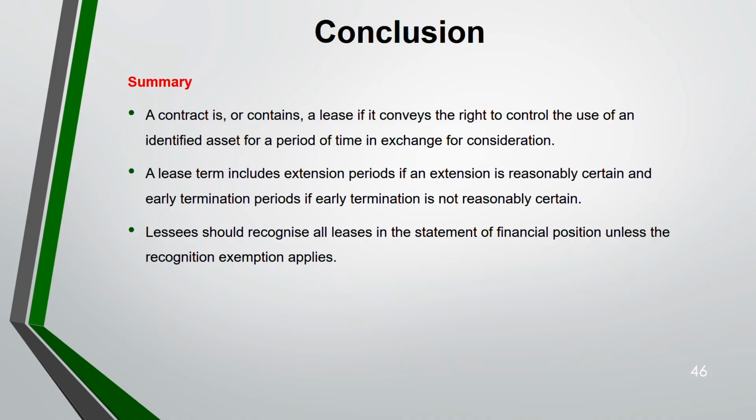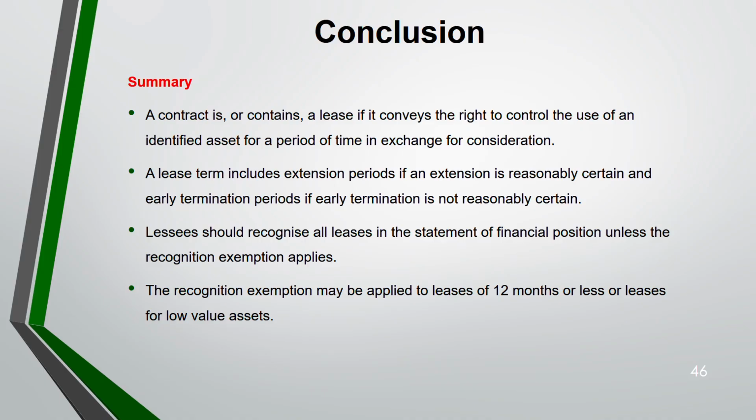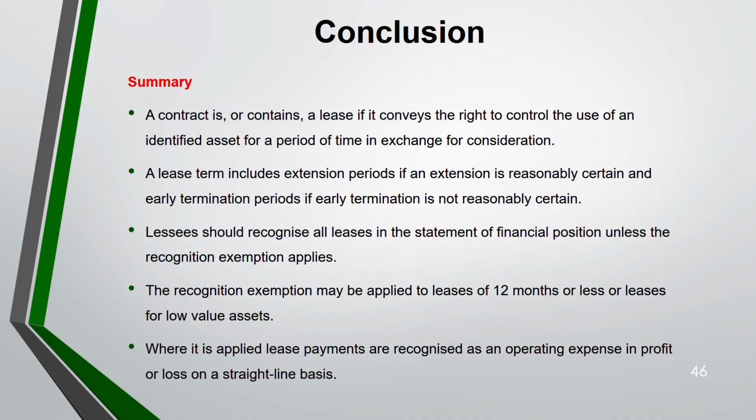Lessees should recognize all the leases in the statement of financial position unless a recognition exemption applies. That means you will recognize the lease payments as expense. The recognition exemption applies to leases of 12 months or less or leases for low value assets. You have to make the election, by the way. Where it is applied, lease payments are recognized as operating expense in profit or loss on a straight line basis. That means wherever this recognition exemption is applied, your lease payment will be taken as operating expense.